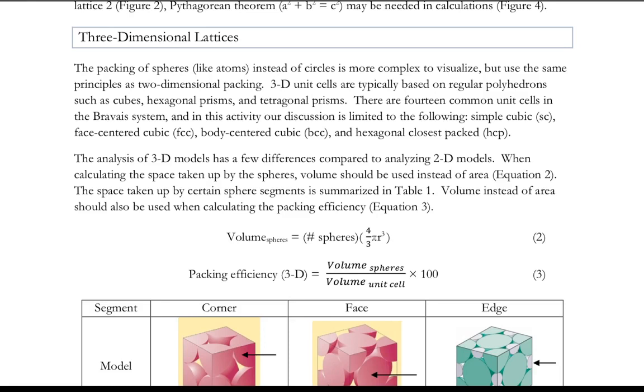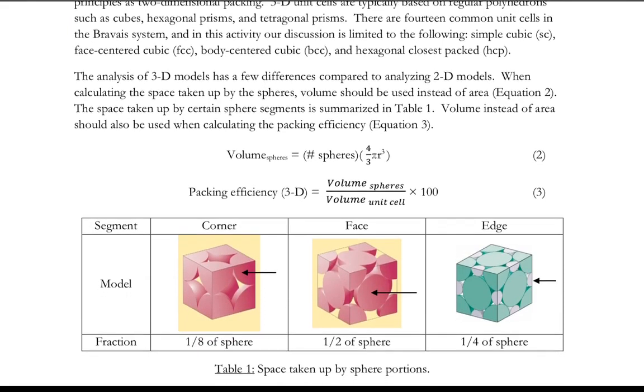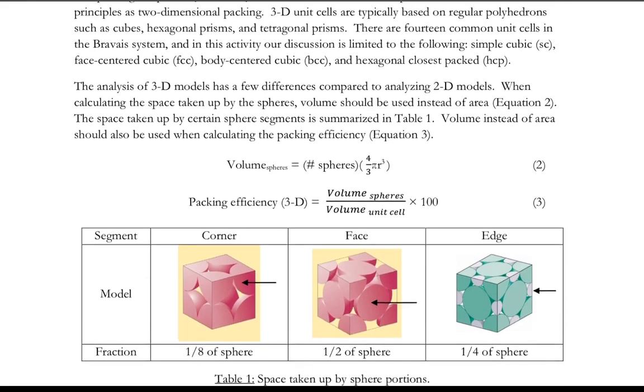And in this activity, our discussion is limited to the following: simple cubic, so it's a cube; face-centered cubic, also a cube; body-centered cubic, also a cube; and hexagonal closest packing. That's not a cube. So simple cubic, we abbreviate SC; face-centered cubic, FCC; body-centered cubic, BCC; hexagonal closest packing, HCP. We will only make calculations with the cubic ones.